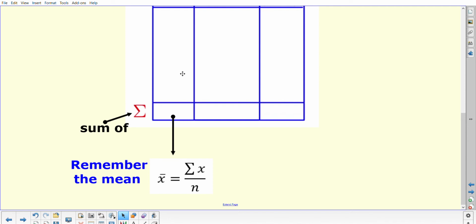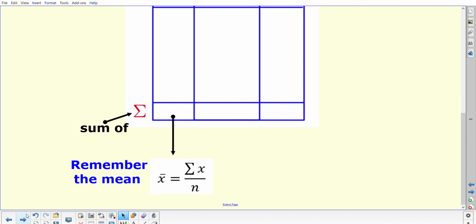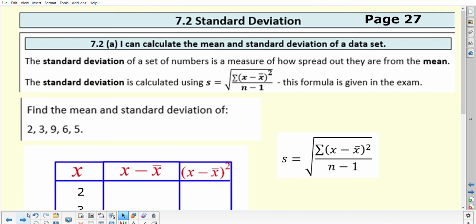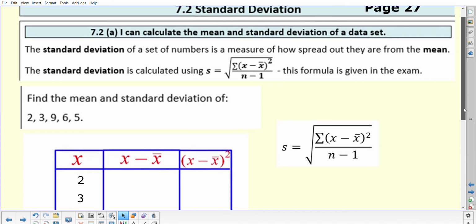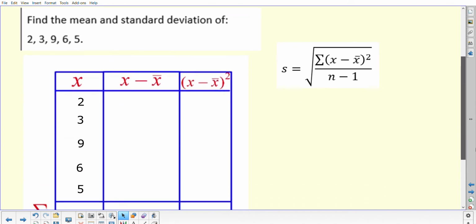So to work out the mean, you total the first column and you divide by how many there are, and then you do the middle column, but then you need to square everything. The best way for you to work out what to do is to look at this on your booklet. So you've got this example here, if you can be filling this in. Find the mean and standard deviation of these values.